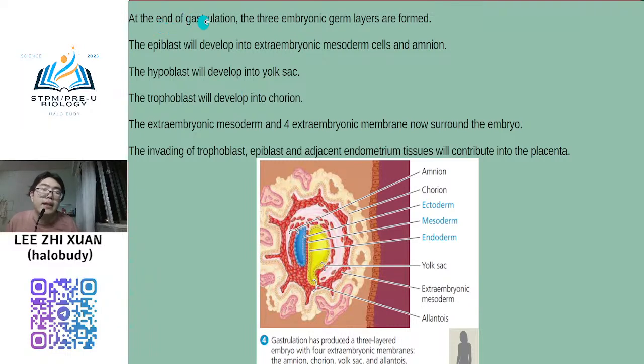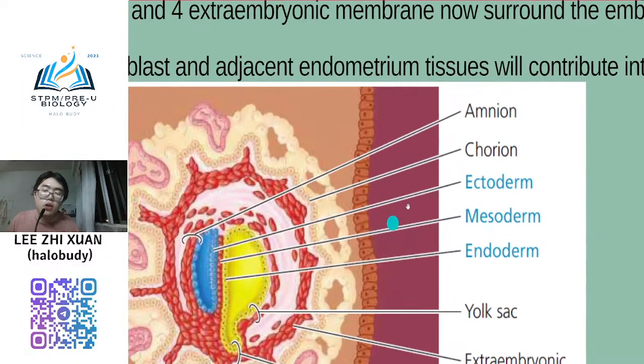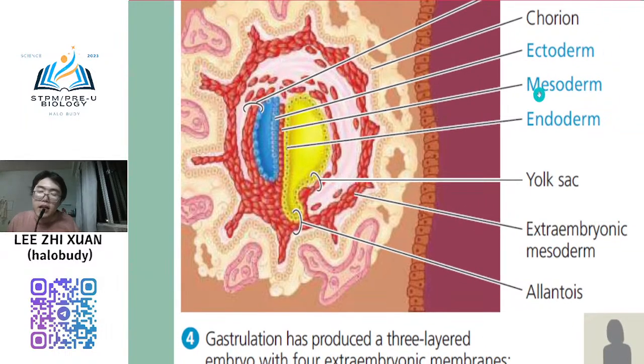Normally at the end of gastrulation, the three embryonic germ layers are formed: mesoderm, endoderm, and ectoderm, that I show here. How do you know which is which? Mesoderm is very easy: it is at the center. M is for middle. Mesoderm is the middle one. You see this red one is what we call mesoderm, because it is at the middle part.